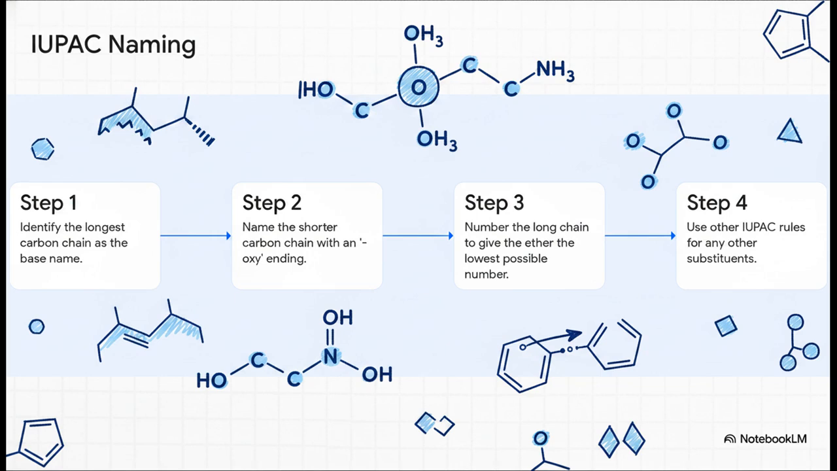1. Find the longest carbon chain. That's your base name, your foundation. 2. The shorter chain and the oxygen become the oxy prefix. 3. Number the long chain so that the alkoxy group gets the lowest possible number. And 4. Just name any other substituents like you normally would. You follow these 4 steps and you just can't go wrong.